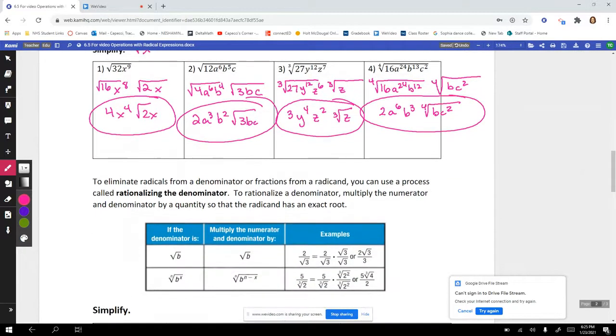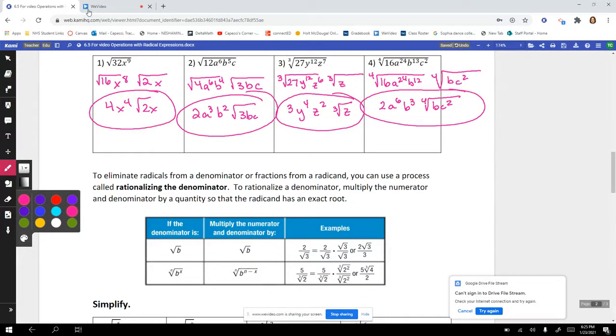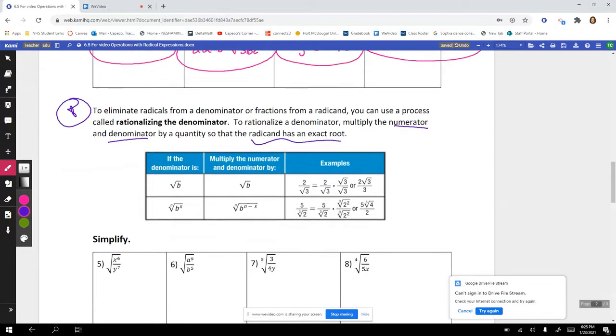Okay, a little bit more on rationalizing the denominator, which we talked about in the beginning, is to eliminate radicals from a denominator of fractions. We use a process called rationalizing the denominator. That means we're going to multiply the numerator and the denominator by something so that the radicand then becomes an exact root. So for instance, if I have the square root, which we started with in our little review in the beginning, this root 3, I need to multiply top and bottom by root 3 so I could get a value underneath the radical sign that does not have the square root.